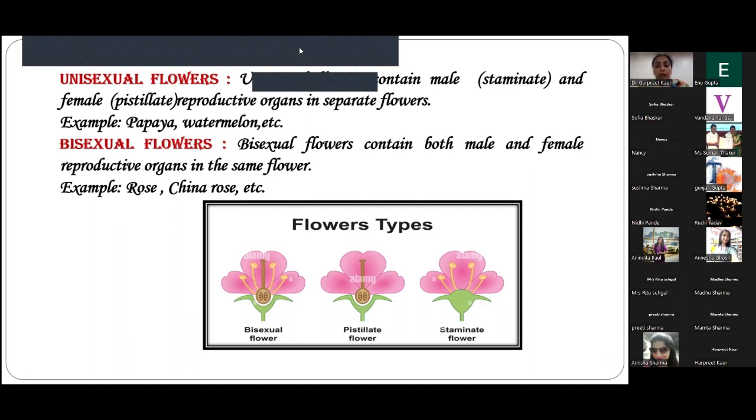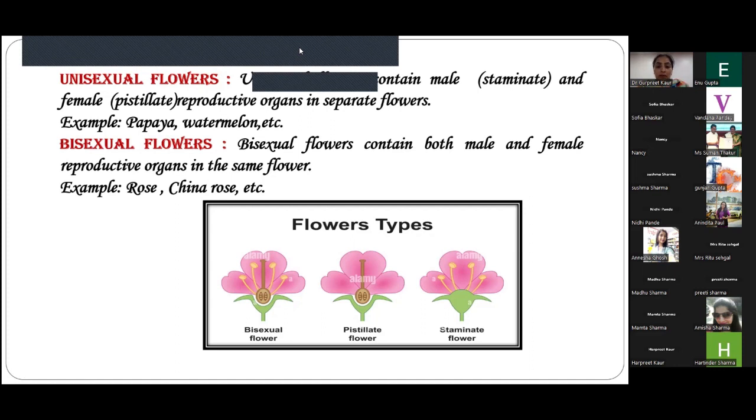If it is having a male part, it will be a staminate part. If it is having a female part, it will be a pistillate part. This means they will be unisexual flowers. But unisexual flowers, we know, are further monoecious or dioecious.